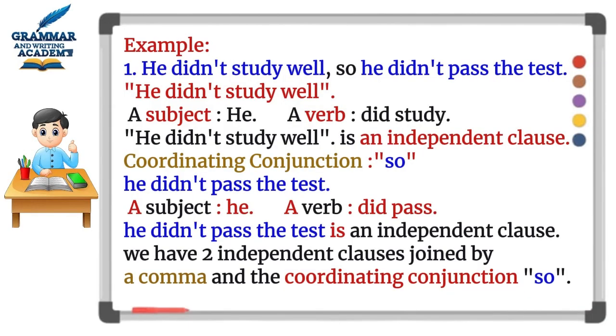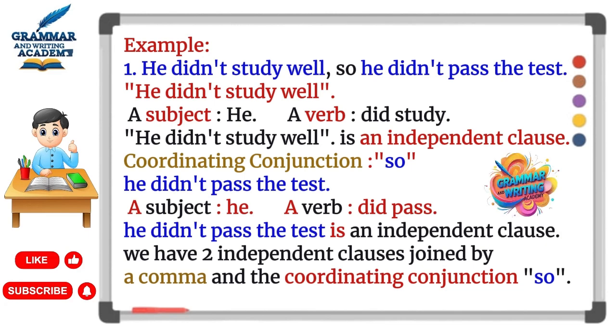Example 1. He didn't study well, so he didn't pass the test. He didn't study well. Here we have a subject which is he, a verb which is did study. We have both a subject and a verb, and we have a complete idea. For that reason, he didn't study well is an independent clause.